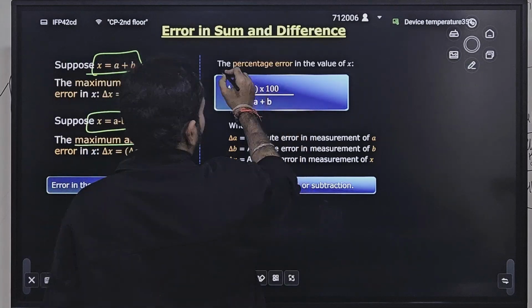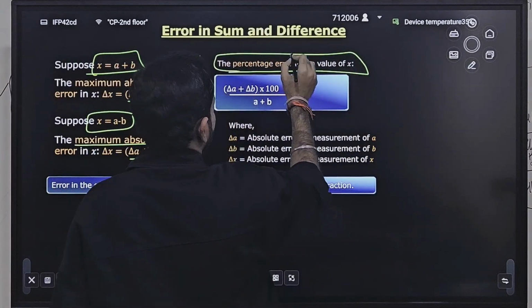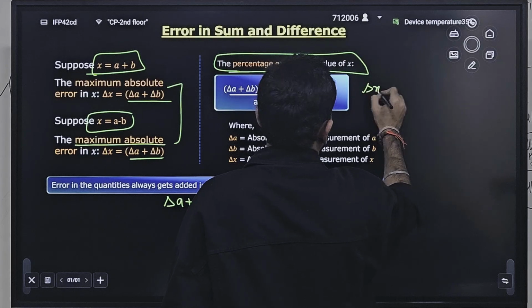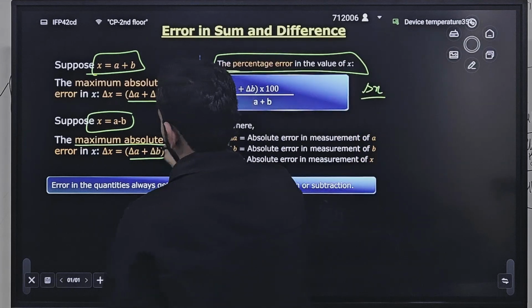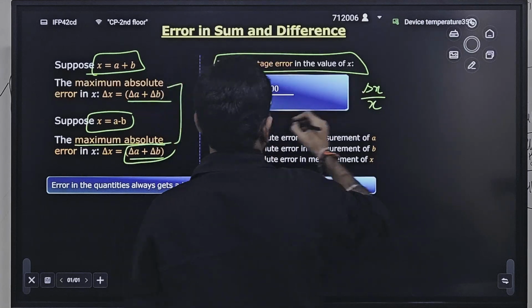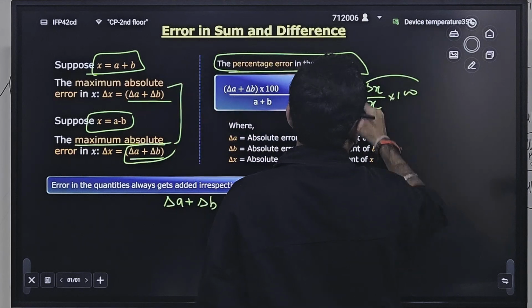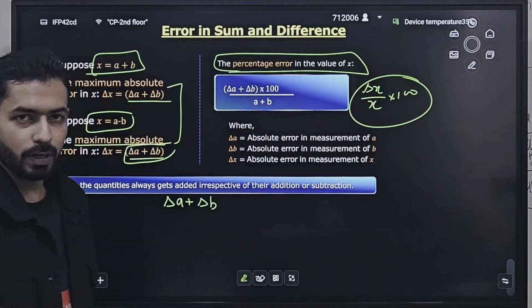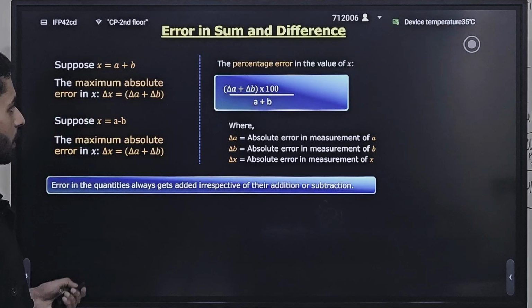And if someone asks you about the percentage of this change, you will write delta x by x. Delta x by x is equal to how much? Change in a plus b divided by x, x is equal to a plus b, into 100. Just multiply it by 100. You will get your answer in percentage.